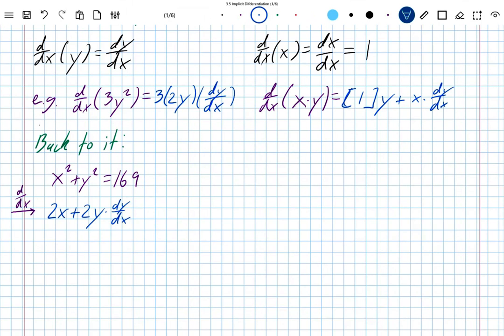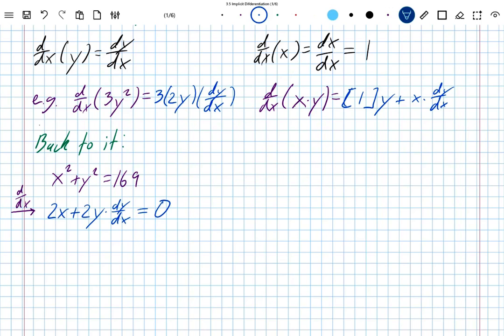Notice I could have done the chain rule on this x squared. I would have gotten 2x and then times dx/dx, but dx/dx is just 1. So if we really want to write a dx/dx right here, go for it, just like we write a dy/dx here. But that dx/dx is always going to turn out to be a 1. Okay, we didn't quite finish. We have to do the right side as well. The derivative of 169 with respect to any variable is just 0. Neat. So now I have an equation with my dy/dx in it.